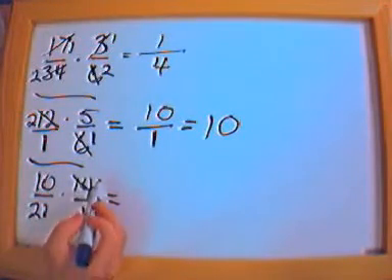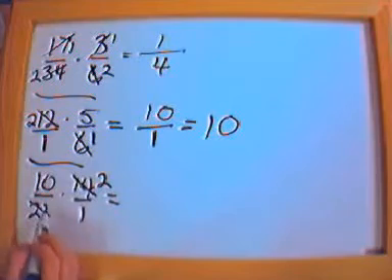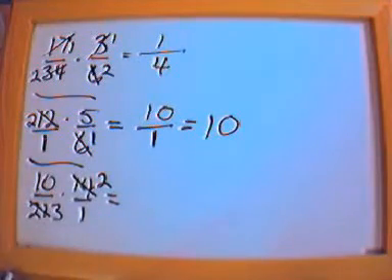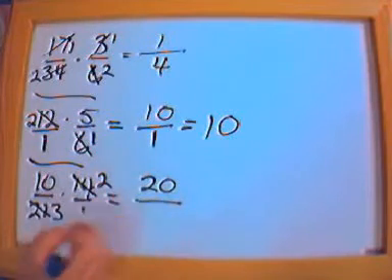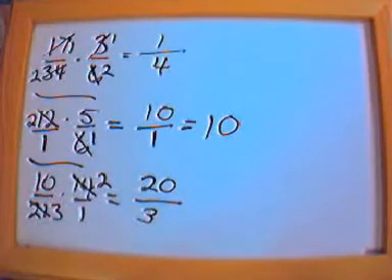So 14 divided by 7 is 2. 21 divided by 7 is 3. That makes this thing a whole lot easier. 10 times 2 over here is 20. And 3 times 1 is 3. And I don't know about you, but I can't figure out how to simplify 20 over 3. I can't think of a number that goes into both of them an even number of times. So I'm going to call that the answer.